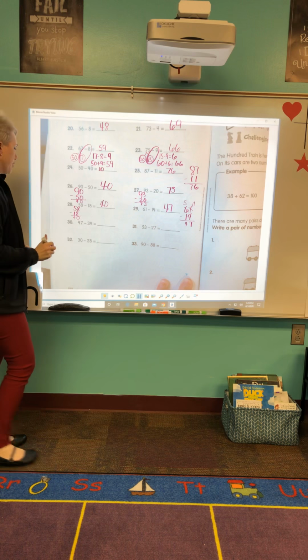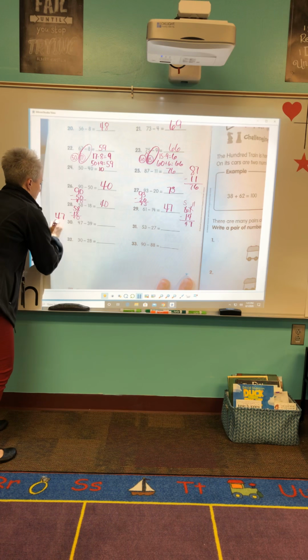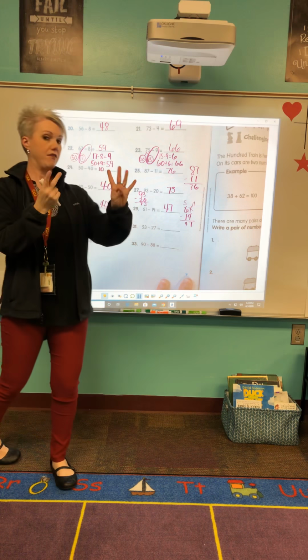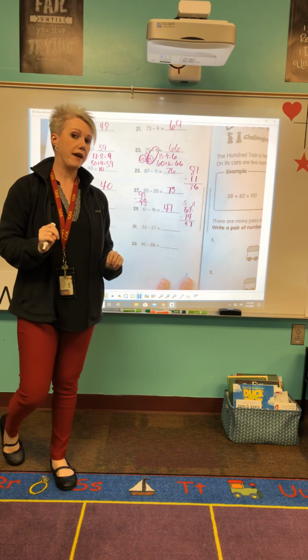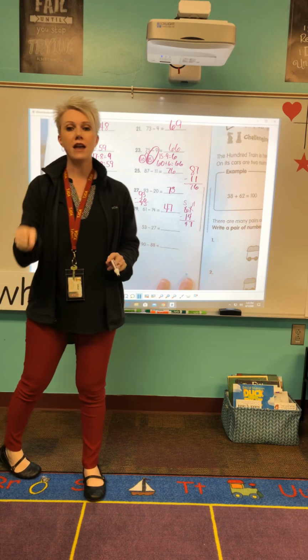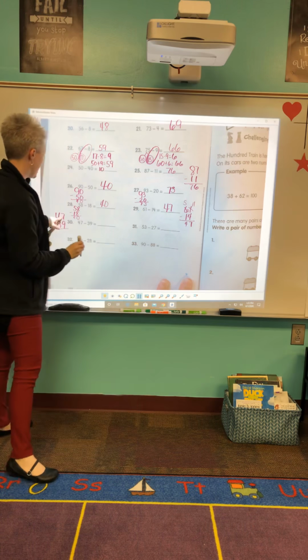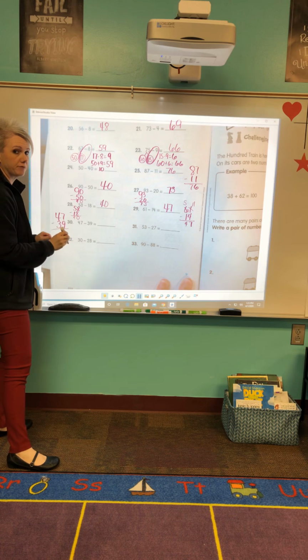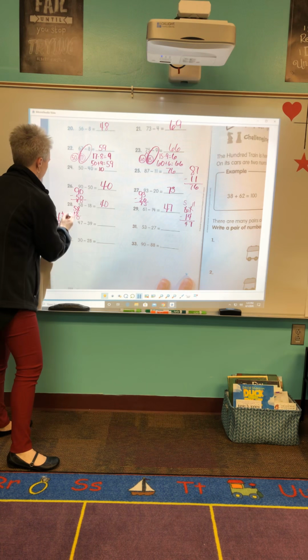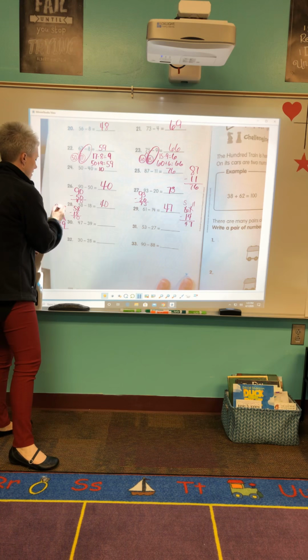47 take away 39. Let's stack this one up. Alright, if I have 7, can I take 9 away? I cannot. So I need to do what? Blow it into your hand. Release it. Borrow. My 7 becomes what number? Good job. 17. 4 backs up to a 3.